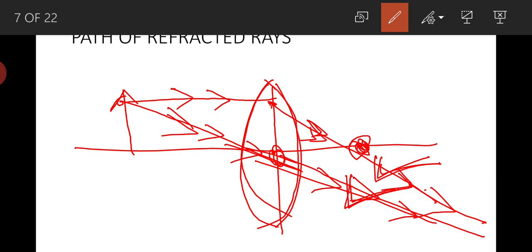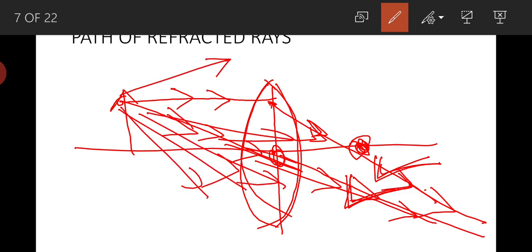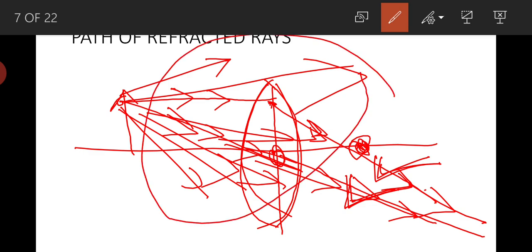But not only these two light rays, there will be different light rays coming from the object in different directions, in different positions, but we are not going to use all these light rays as their path is unknown.